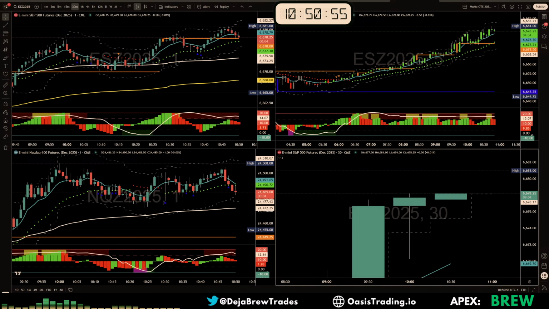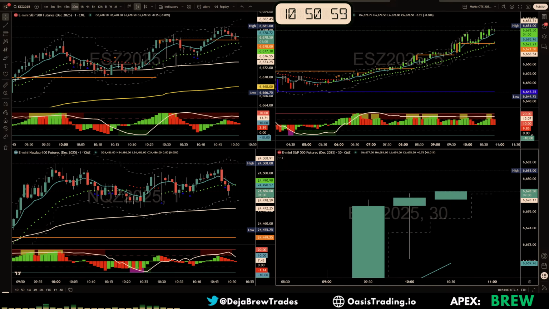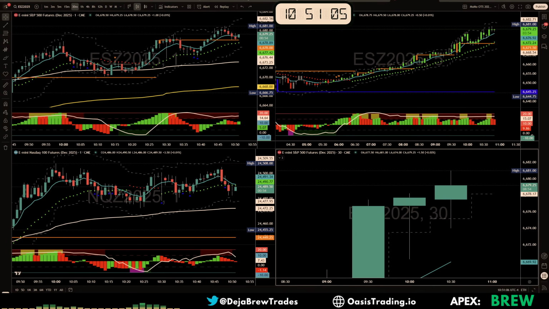Putting in a bear div up here. Keep an eye on this pivot. Pivot at 678. We'll see if it flips. But yeah, very obvious bear div on the 1 minute on ES. You don't really see it on NASDAQ. Not exactly a bear div on NASDAQ.